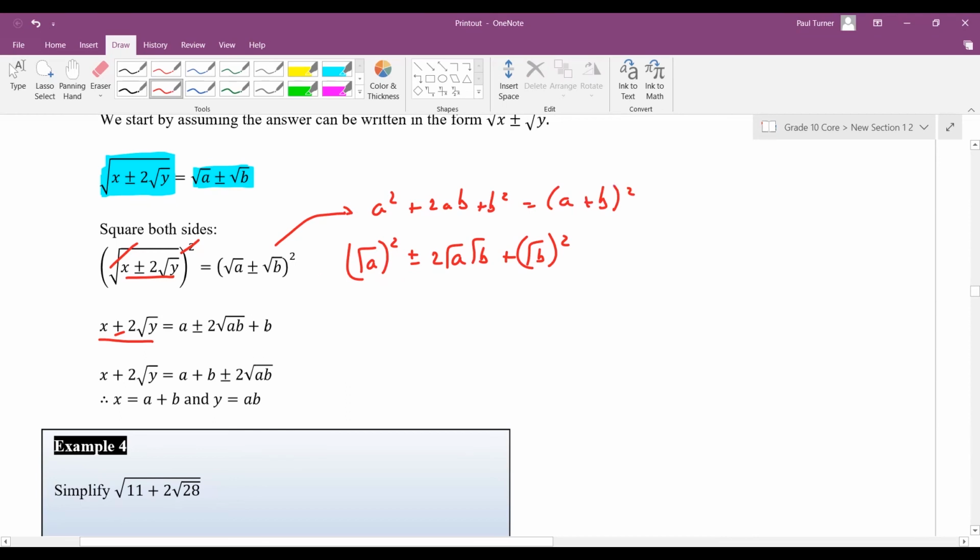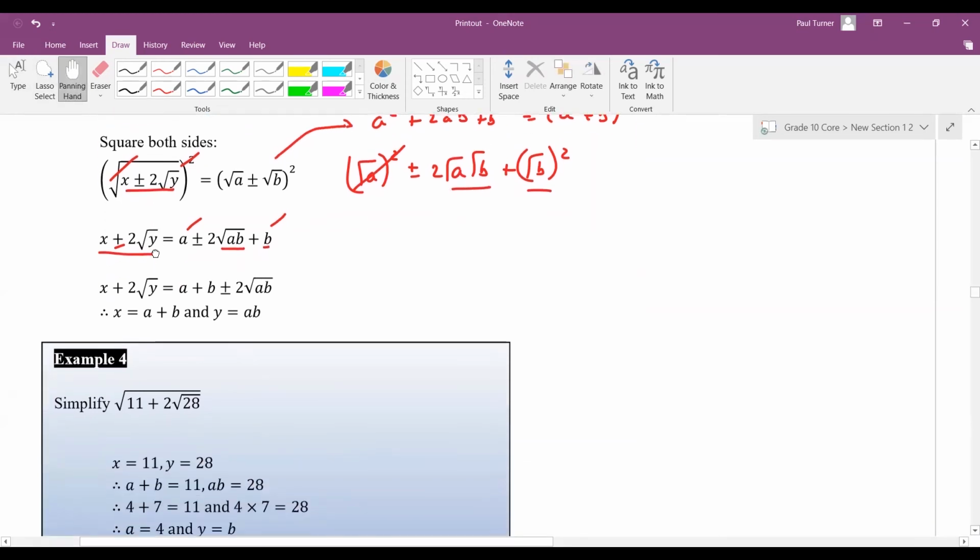Okay, you don't have to remember how to do this. It's good if you can do this, which we'll practice in the example. So root A squared is A. Root A root B is combined as root AB, and root B squared is B here. So we've got all the parts. So then we compare both sides.